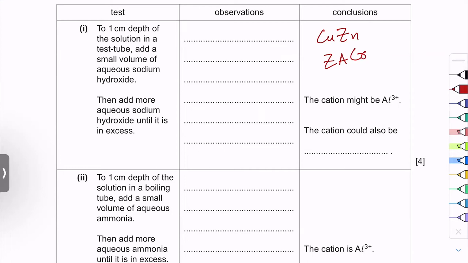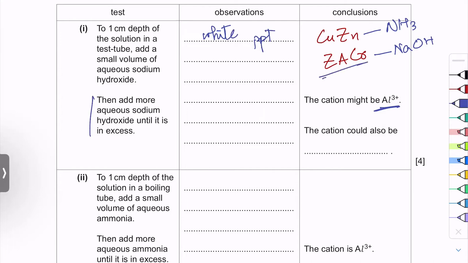So this is telling me that copper and zinc are soluble in ammonia, and zinc, aluminum and chromium are soluble in NaOH. Okay, so now I know that if I have aluminum, it will be soluble. Okay, so is this soluble? Let's see. On the left side, they gave us a white precipitate of aluminum. Then add more aqueous sodium hydroxide until it is in excess. Because it's NaOH and because of Cousin Zach, the aluminum white precipitate dissolves. Or you can just say the PPT dissolves. And that confirms that it could be aluminum or it could also be zinc.